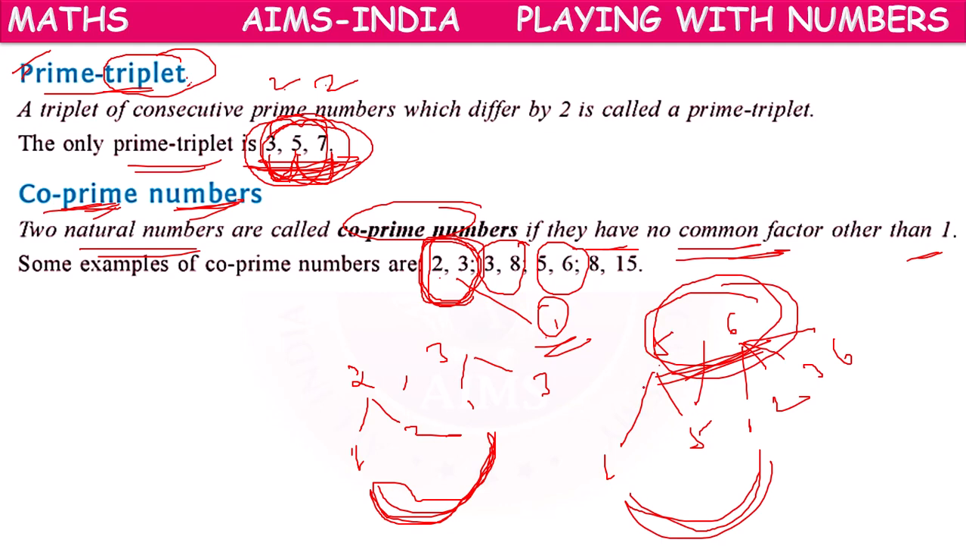Co-prime means there is no compulsion that the two of them should be prime numbers. They may be prime numbers, they may not be prime numbers. But their common factor will be only 1. Then they are said to be co-prime.